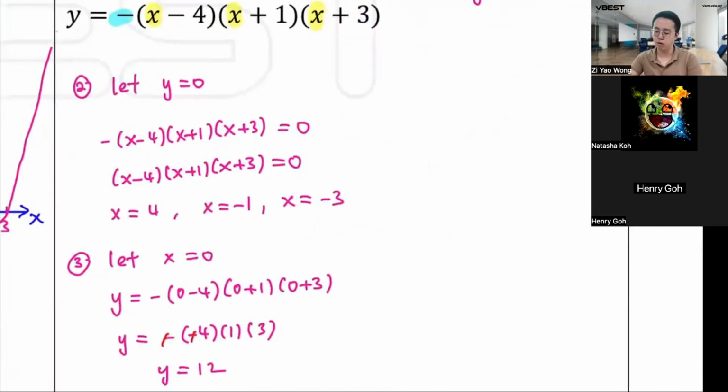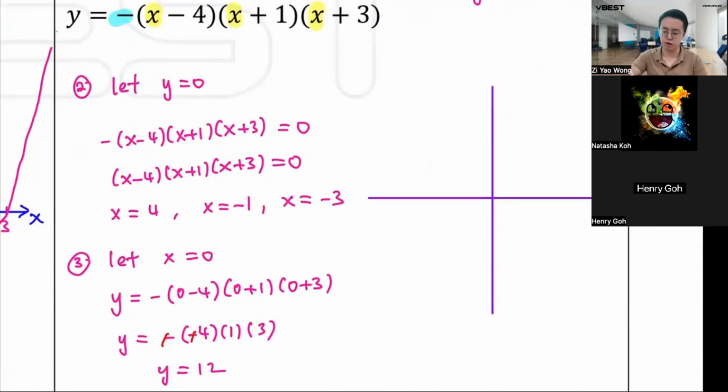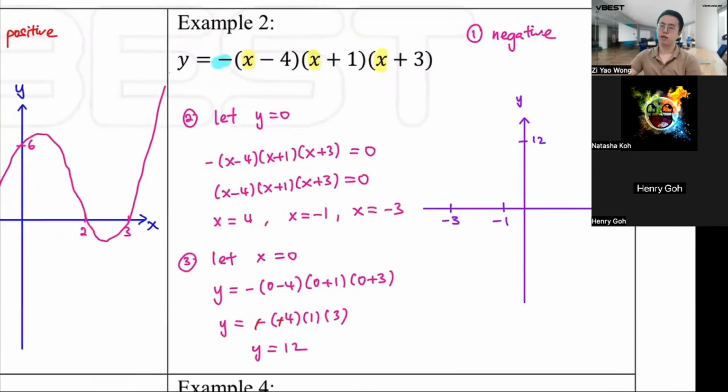Okay, same thing. After you have all the information, we just input everything into the graph first. So you have negative 3, negative 1, and 4, and 12 as your y-intercept. Now you have a negative cubic curve. For the negative cubic case, you can put this down.